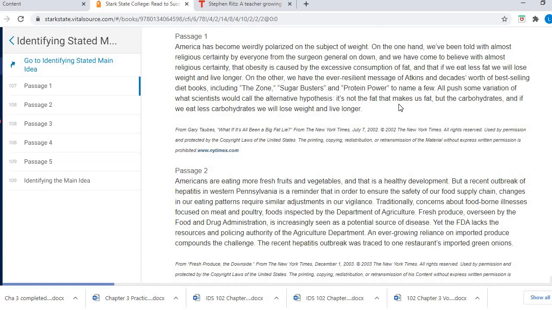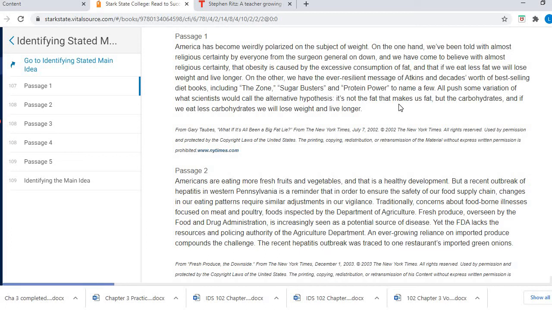America has become weirdly polarized on the subject of weight. On the one hand, we've been told with almost religious certainty by everyone from the Surgeon General on down, and we've come to believe with almost religious certainty that obesity is caused by excessive consumption of fat, and that if we eat less fat, we will lose weight and live longer. On the other, we have the ever-resilient message of Atkins and decades worth of best-selling diet books, including The Zone, Sugar Busters, and Protein Power, to name a few.